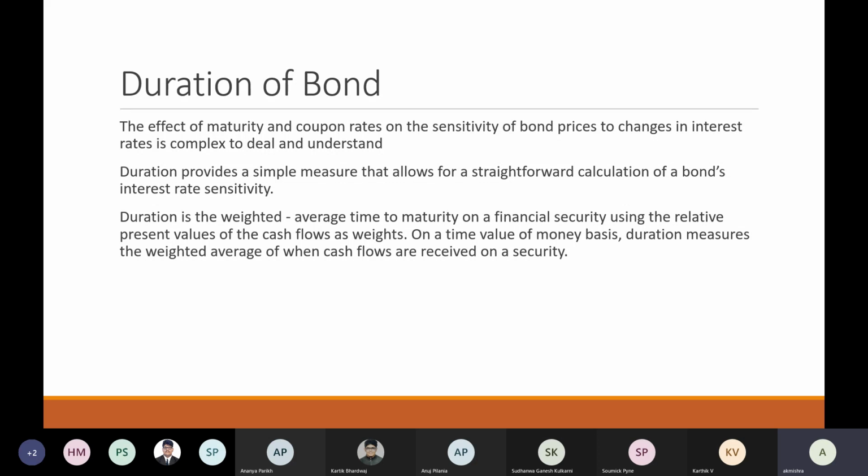Now, another proxy that captures the sensitivity of a bond is duration. Remember, this is not maturity. Duration and maturity are not the same.